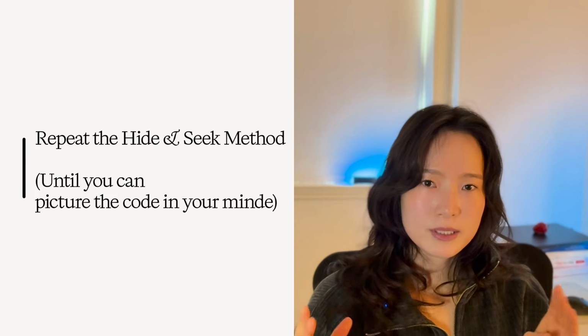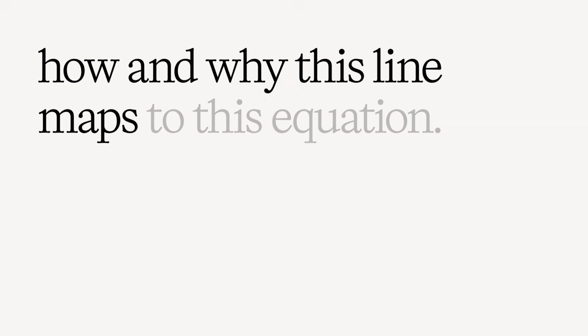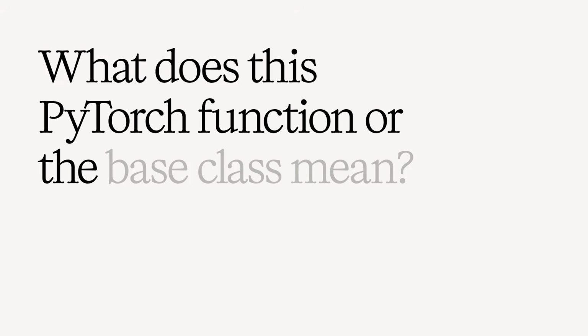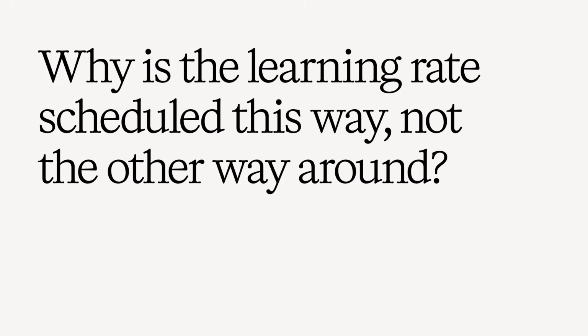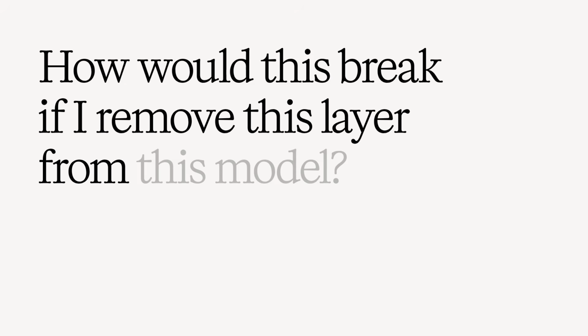If you look at this PyTorch implementation, now you apply the hide and seek method. And there's a thing that separates people who actually get good at PyTorch from the people who just go through the motions. So you should keep asking yourself about how and why. This line maps to this equation. Why did they choose this activation function instead of others? What does this PyTorch function or the base class mean? Why is the learning rate scheduled this way, not the other way around? How would this break if I remove this layer from this model?